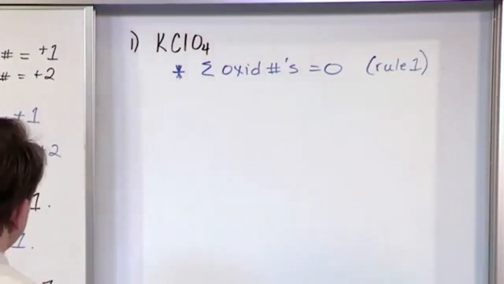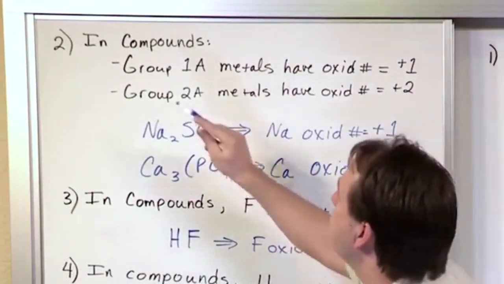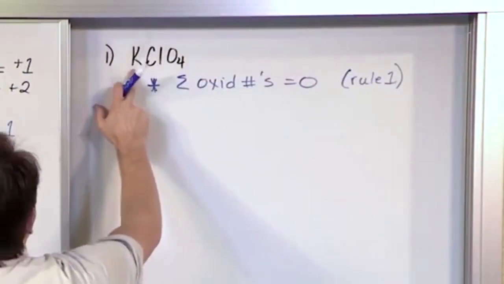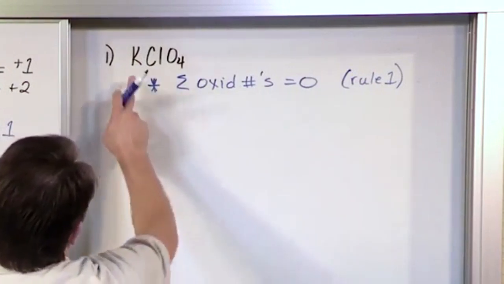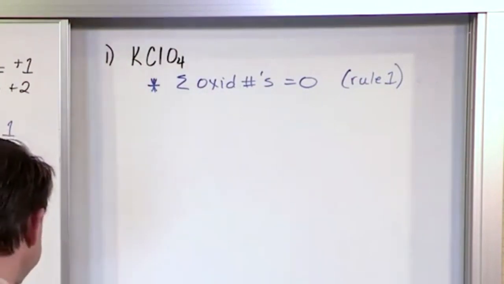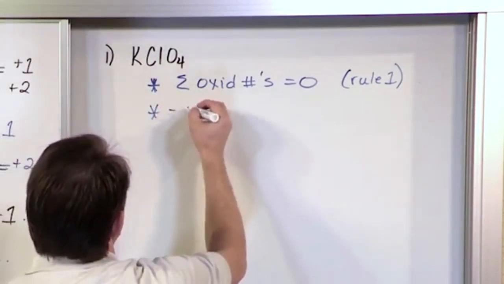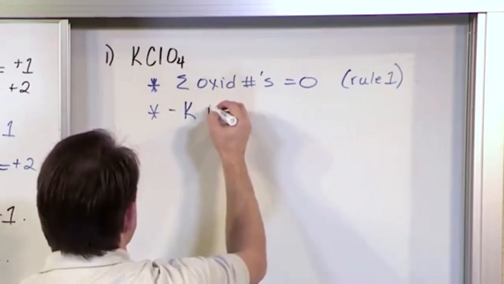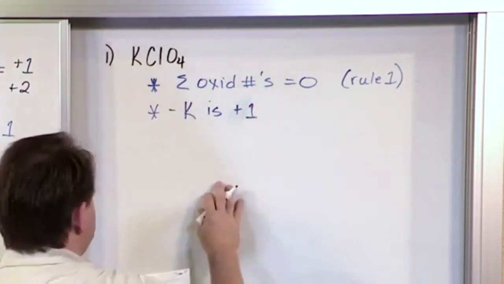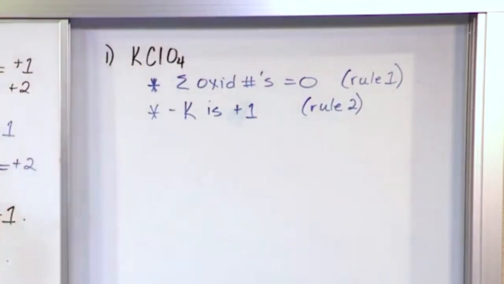So I've done rule number 1, and then I go down and look for rule number 2, and I ask, does rule number 2 apply? Well, it says in compounds group 1A metals have an oxidation number of +1. What we have here is this guy, and this guy is in column number 1, so it is a group 1A metal. So I'm going to put an asterisk here, and I'm going to say that for potassium, K, the oxidation number is +1. And I'm going to write down to myself rule number 2, because rule number 2 applies.